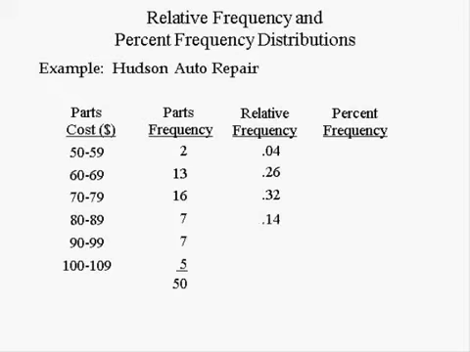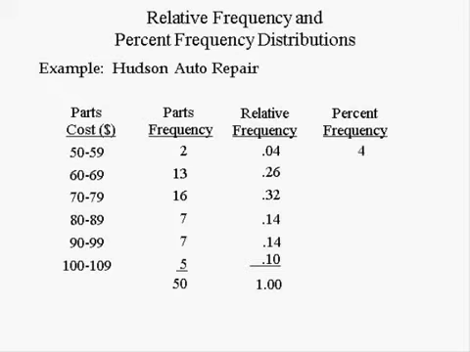The frequency of invoice between 90 and 99 is 7. The relative frequency of this interval is found by dividing 7 by 50, which is 0.14. The frequency of invoice between 100 and 109 is 5. The relative frequency of this interval is found by dividing 5 by 50. So the relative frequency of the last interval is 0.1. The sum of relative frequencies is always 1. The sum of frequencies is always n, in this case 50.